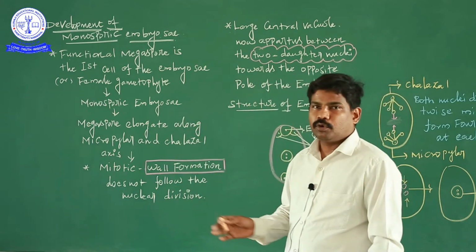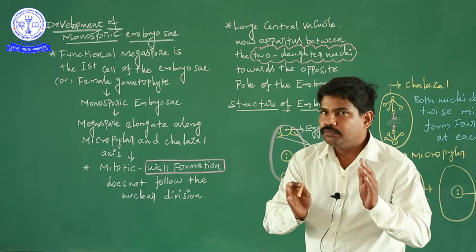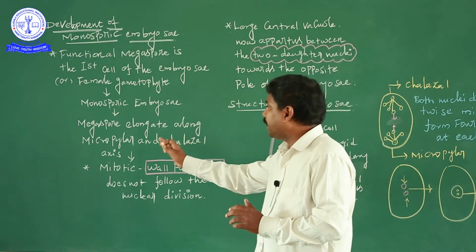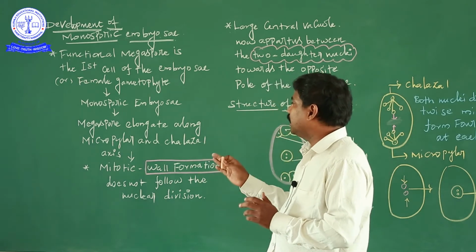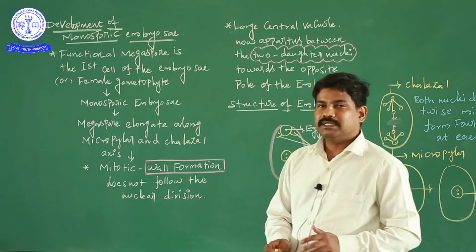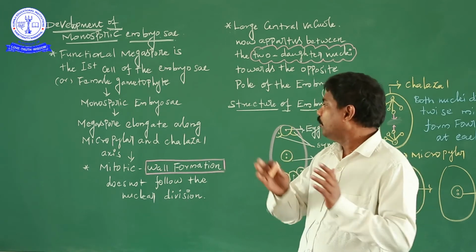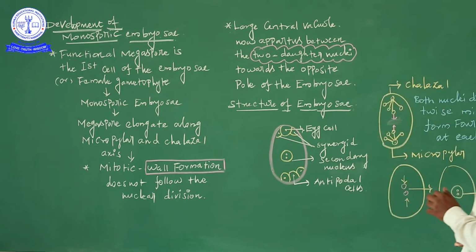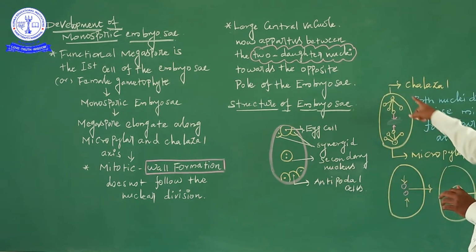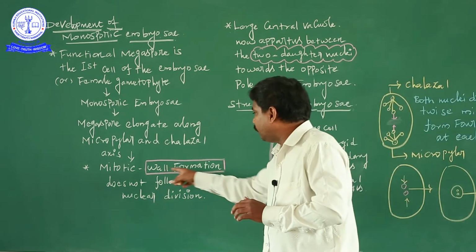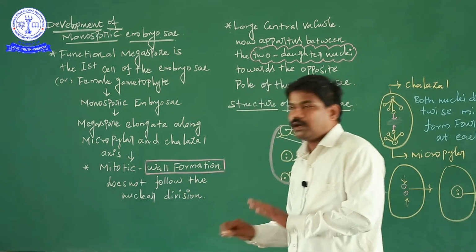Already I have seen the monosporic embryo sac. How does the monosporic embryo sac form? The megaspore forms along the micropylar end and chalazal axis. It is called the micropylar end and then the chalazal end. And then the wall formation does not follow the mitotic division.